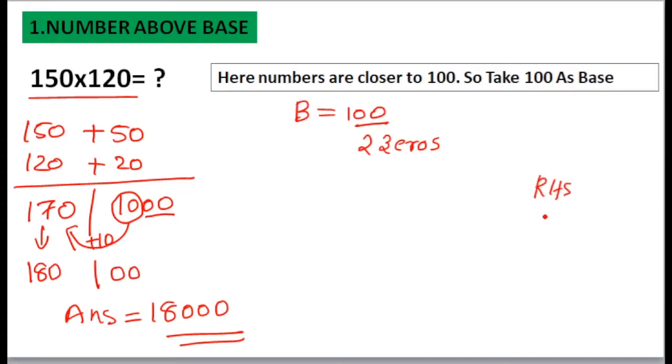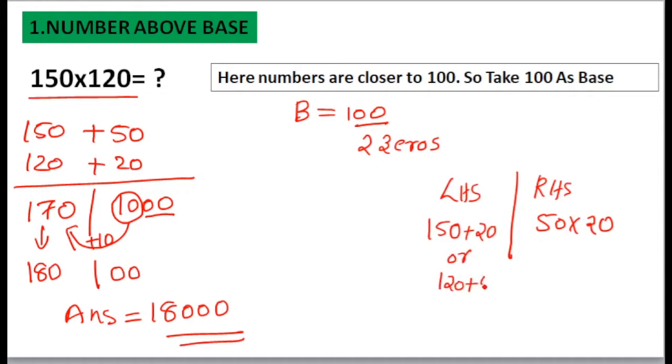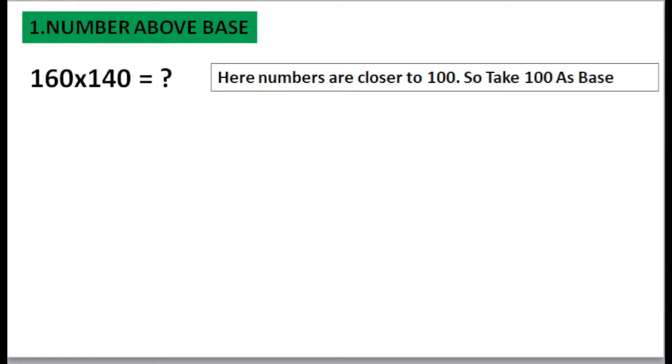Here RHS is equal to 50 into 20 and LHS is equal to 150 plus 20, or 120 plus 50. Both are the same, 170. So 18,000 will be your answer.